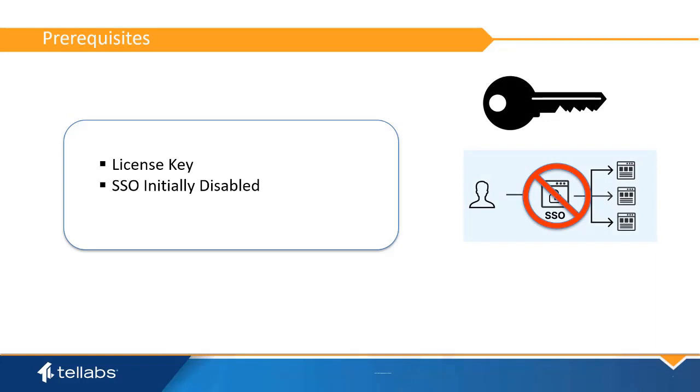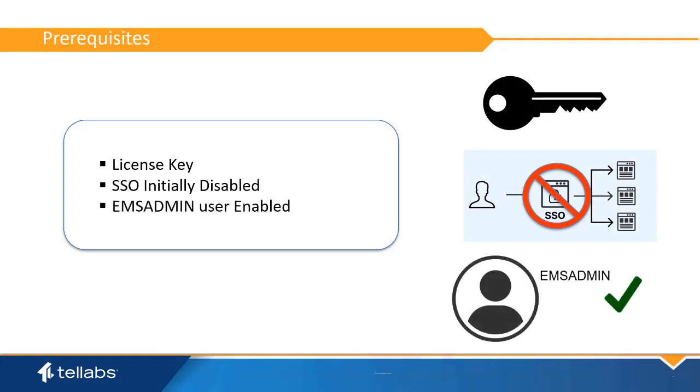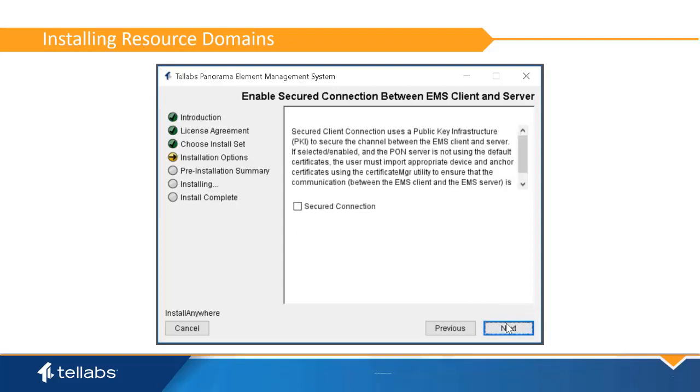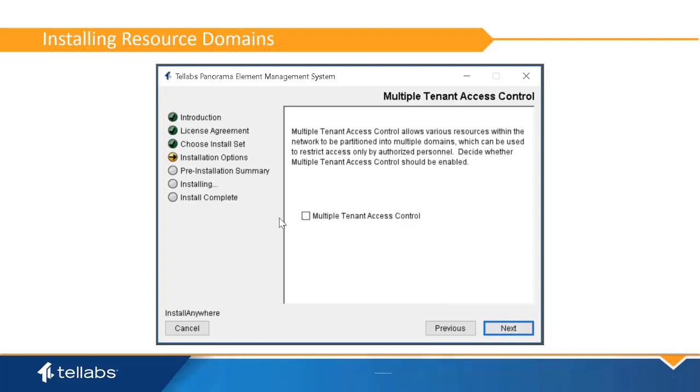Prior to using the resource domain function, make sure that a license key has been obtained and installed. The SSO function should be disabled, and the EMS admin user should be enabled. When installing the EMS, resource domains can be enabled by selecting a custom install and enabling the multiple tenant access control feature.